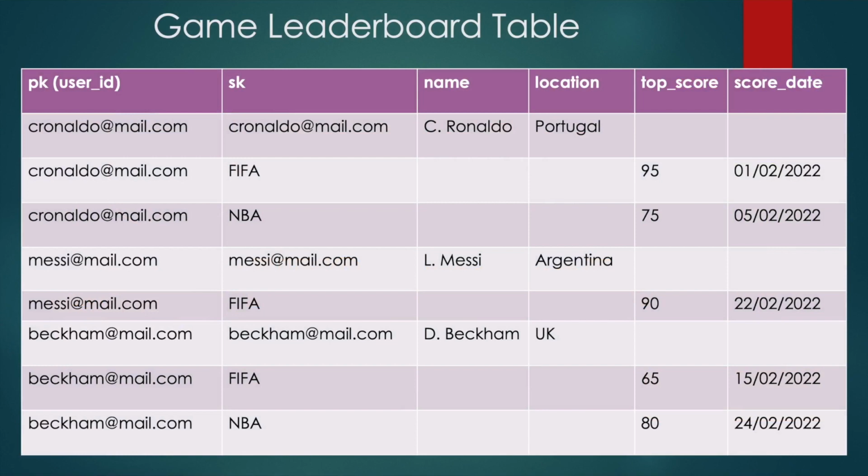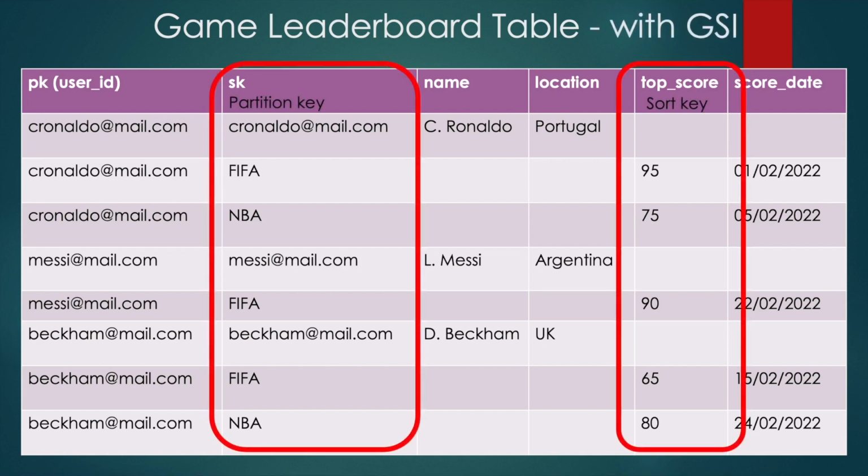Let me show you the table structure here. It has a user ID attribute as the partition key and an SK attribute as the sort key. It has a GSI, the global secondary index, which uses SK as the partition key and the top score as the sort key. And actually I have another video to describe how I designed this schema. You can find the video link here.